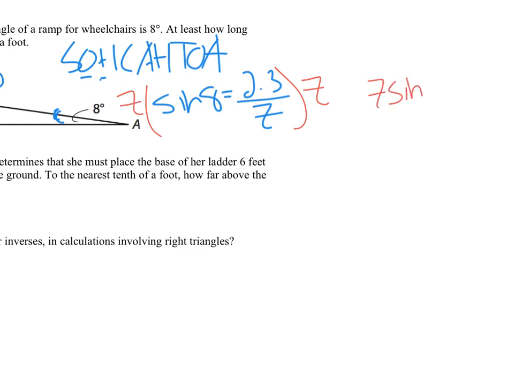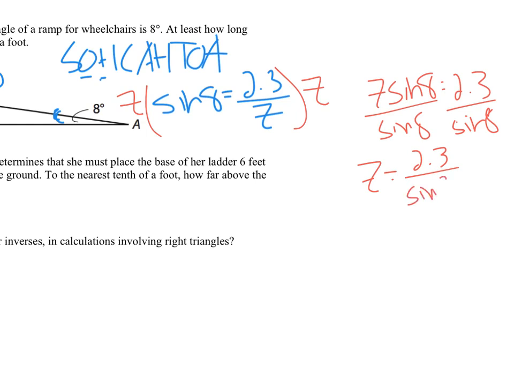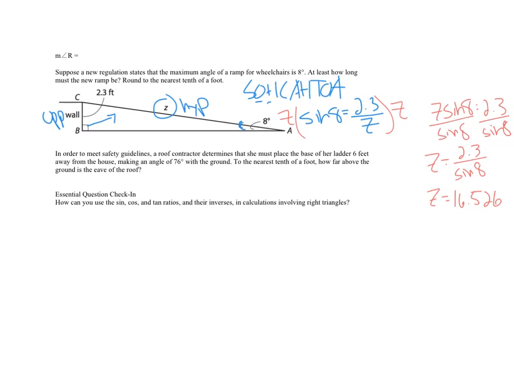Z sine of 8 equals 2.3, divided by sine of 8, and Z equals 2.3 over sine of 8. Now, sine of 8 is an actual number. We could have found that earlier, but I like to have the calculator do all the work for me. So at this point, I'll just type in 2.3 divided by sine of 8, and that gives us Z equals 16.526. And the problem said round to the nearest tenth of a foot, so we're going to round it to 16.5 feet. Word problem, we should have some kind of unit measure to it.